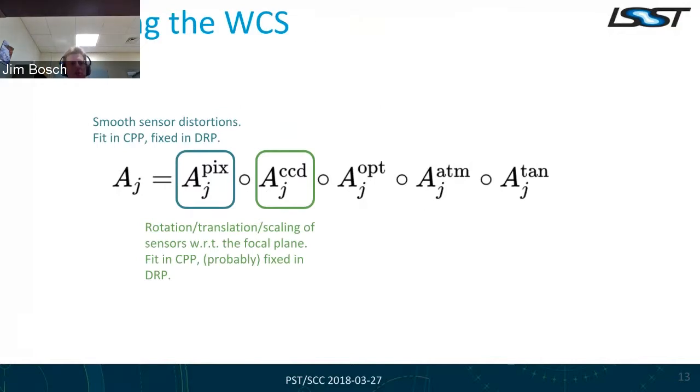Next up is just a rotation, translation, scaling of the sensors with respect to the focal plane. They're not quite in the regular grid that we hope to put them in. This is something that we can certainly fit pretty well in the calibration products production. I think we probably ought to be able to fix it in DRP. There's some chance that things might wiggle when we move the telescope, but they certainly won't too much. And if we do have to fit anything for every science frame based on what the telescope is doing, hopefully we reduce the degrees of freedom that we're fitting there as well.